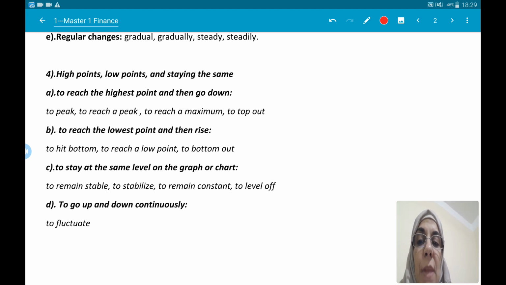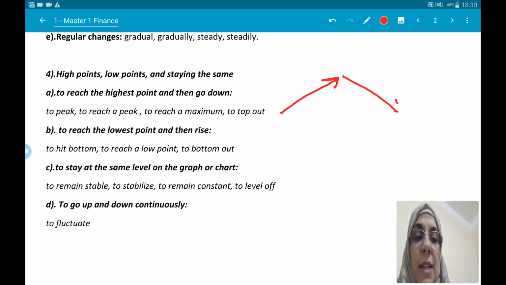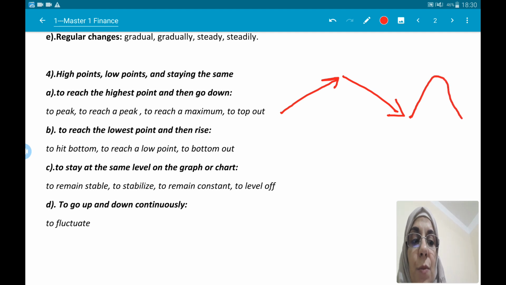Now, high points, low points, and staying the same. If we've got situations where we have high points in charts or in graphs, low points, or when the graphs are staying the same, we've got situations here with examples. To reach the highest point and then go down. So, when the line reaches the highest point, for instance, and then gets down this way, the graph is illustrated as follows. Okay?